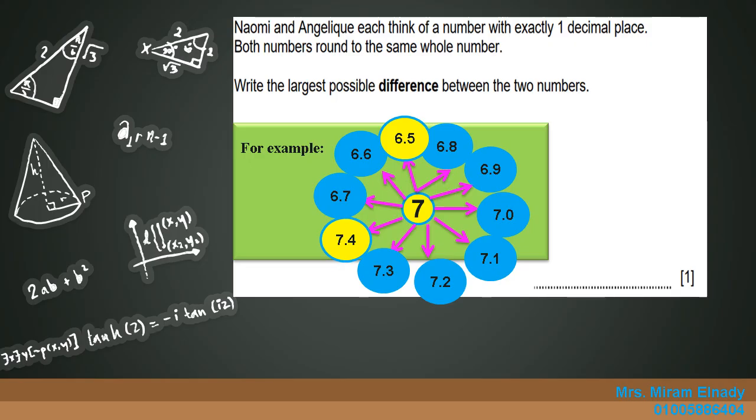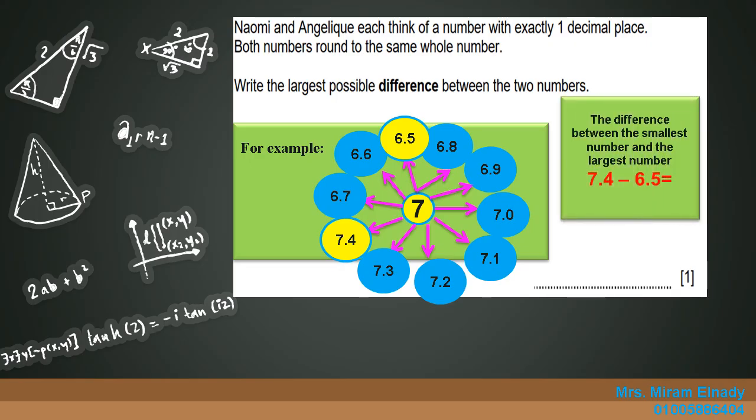So here we have the largest minus the smallest. 7.4 minus 6.5 will be what? 0.9. Try this question with different numbers. If you choose 6, if you choose 5, if you choose 9, any number, when you choose it and then make a circle around it and think about all the numbers that round to it, we'll find the difference is the same, 0.9.